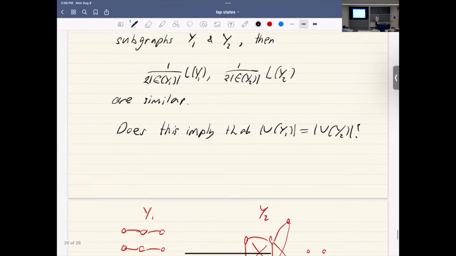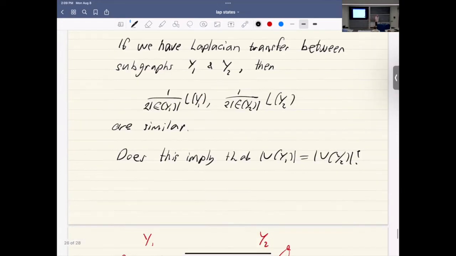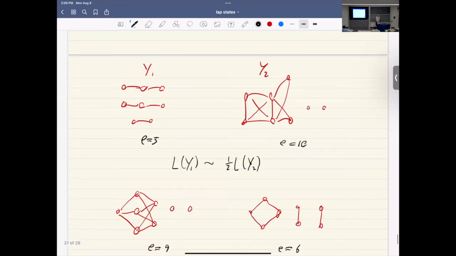And the other issue, well, this started with me giving a seminar. And as I said, if we have a Laplacian transfer between Y1 and Y2, then these two things are similar. And I more or less said, and surely that implies that Y1 and Y2 have the same number of vertices. Nobody looked very convinced, and we thought about it for a while. And the answer is it's not true. They don't have the same number of vertices. And here's a couple of pairs of examples.